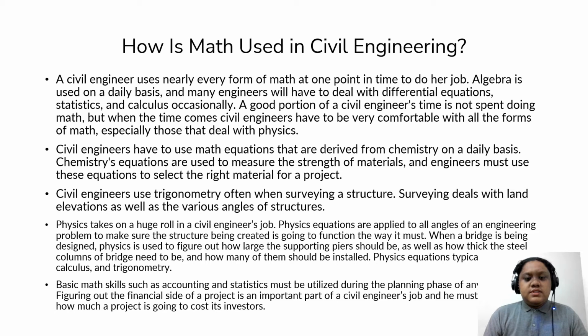Physics takes on a huge role in a civil engineering job. Physics equations are applied to all the angles of an engineering problem to make sure the structure being created is going to function the way it must. When a bridge is being designed, physics is used to figure out how large the supporting piers should be, as well as how thick the steel columns need to be and how many of them should be installed. Physics equations typically use algebra, calculus, or trigonometry.